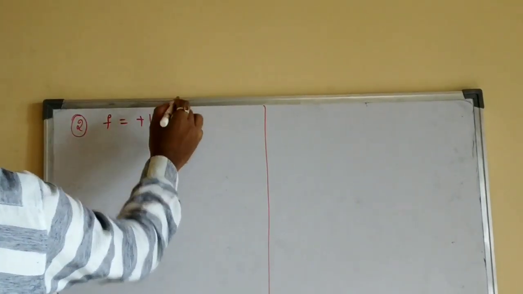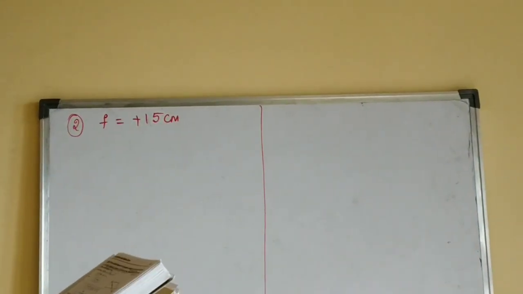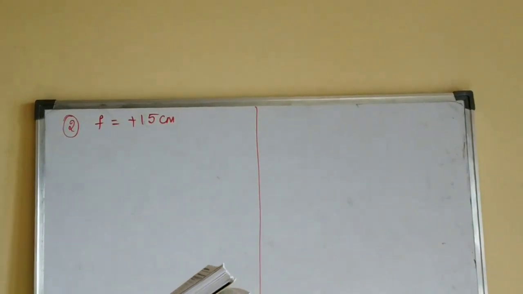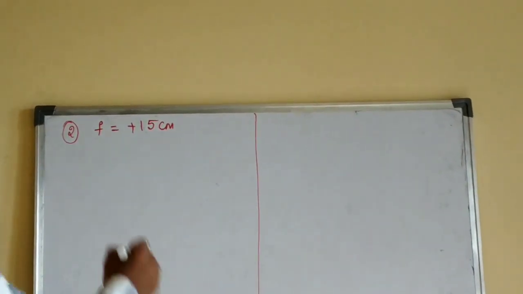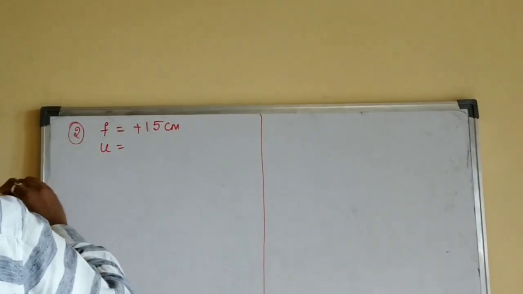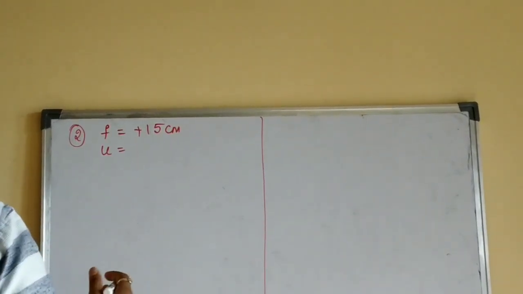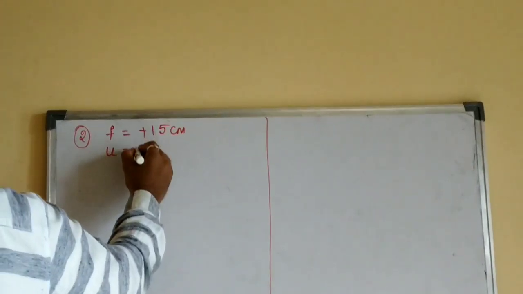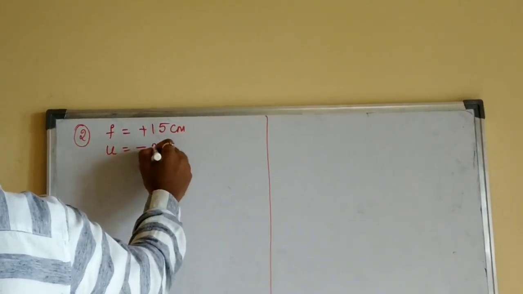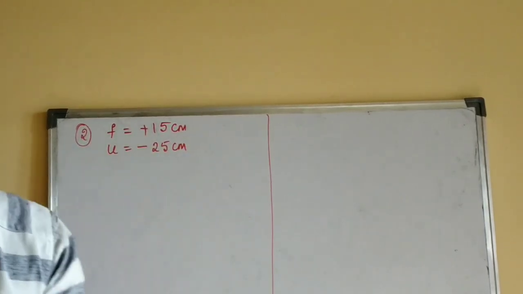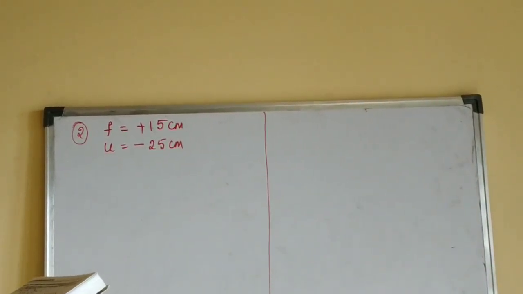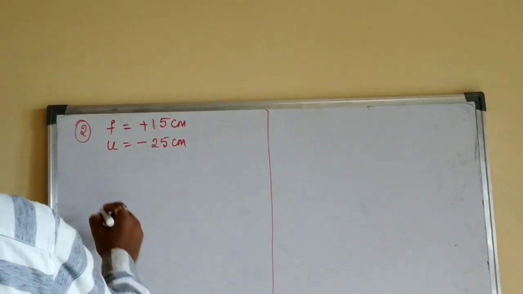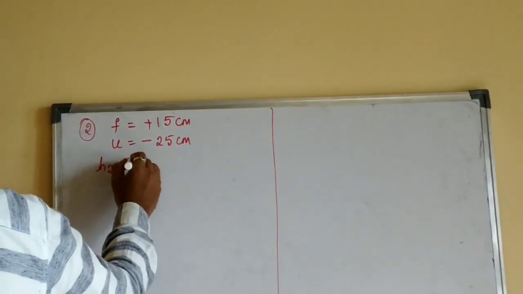When the object is placed at a distance of 25 centimeters from the lens, the object distance is U. From the lens, the object is always placed towards the left, so you have to take it with a negative sign, minus 25 centimeters. Determine the size of the image formed.